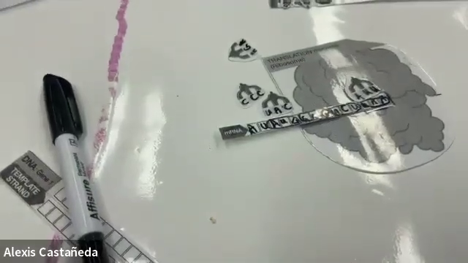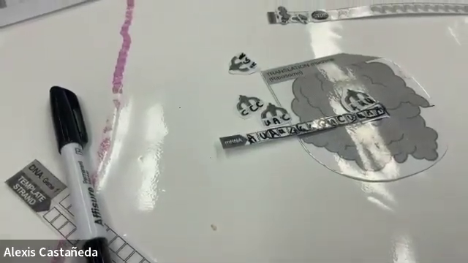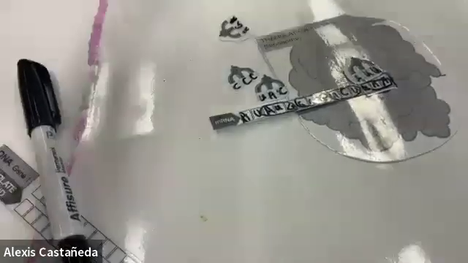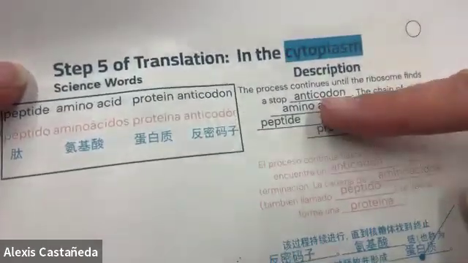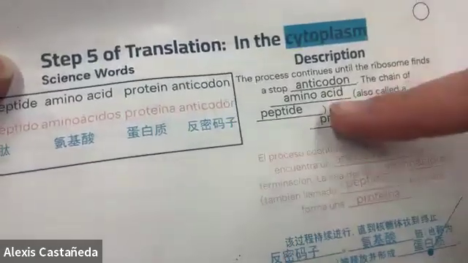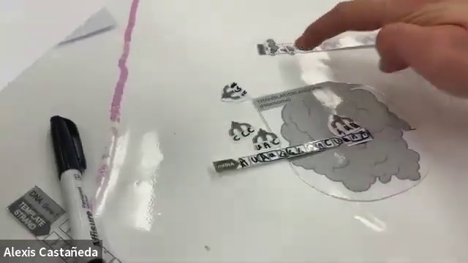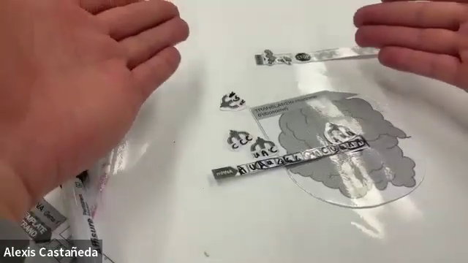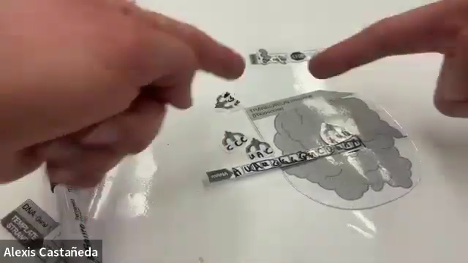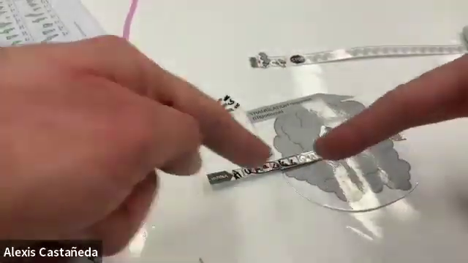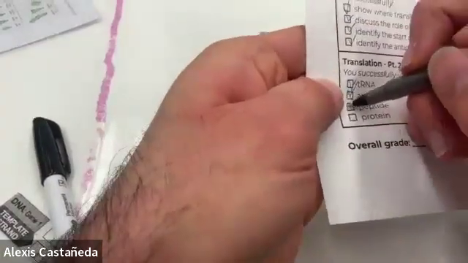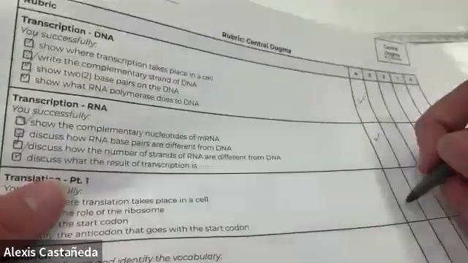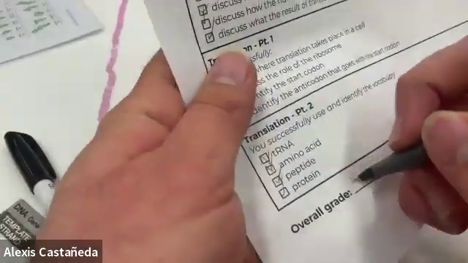Peptide, as we showed before, is just when you have a chain of amino acids. You can also find it here. In step 5 of our procedure for translation, it says the process continues until the ribosome finds a stop anticodon or stop codon. The chain of amino acids, also called a peptide, is released and forms a protein. So a protein is the final product. It is the translation of an mRNA into the amino acids that correspond to that mRNA. So we were able to use both the words peptide and protein. And we got 4 points for both of these sections. So we got a 4 on our test here.